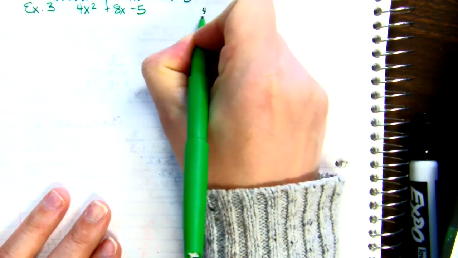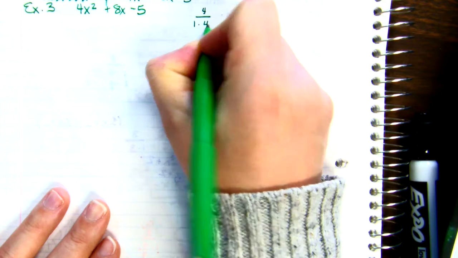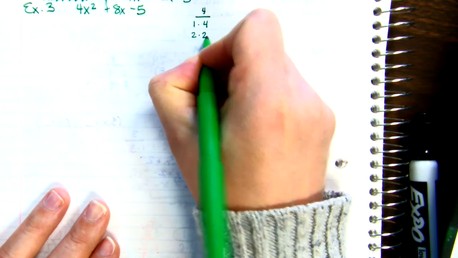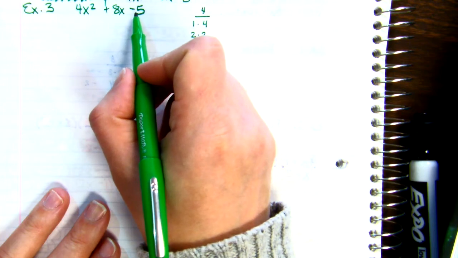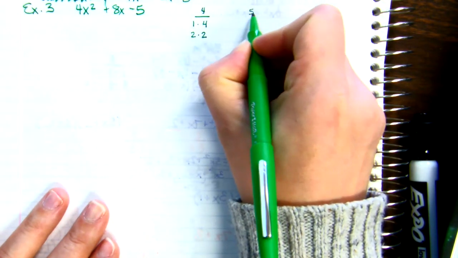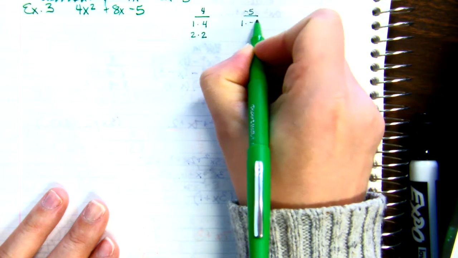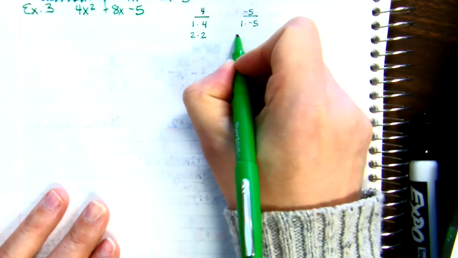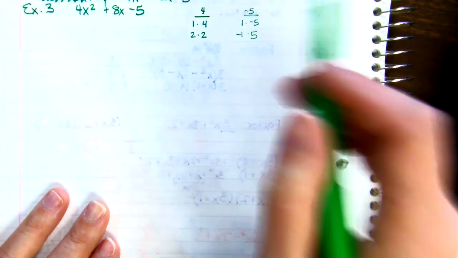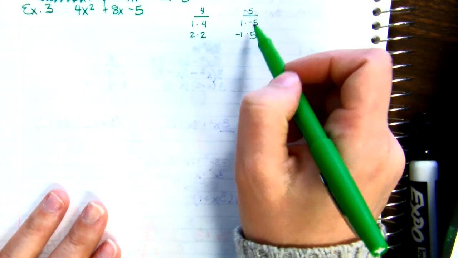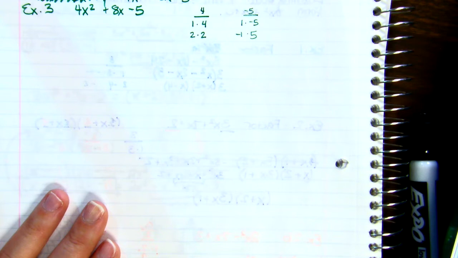So our factors of 4 are 1 and 4, or 2 and 2. Our factors of negative 5 would be 1 and negative 5, or negative 1 and positive 5. I'm going to write both of those out. And luckily, those are the only possible factors for negative 5.